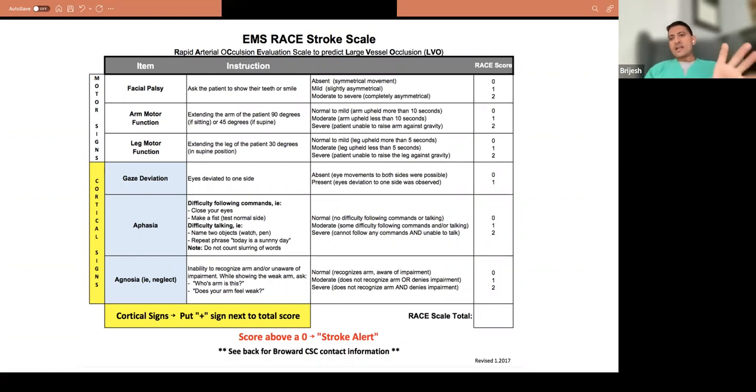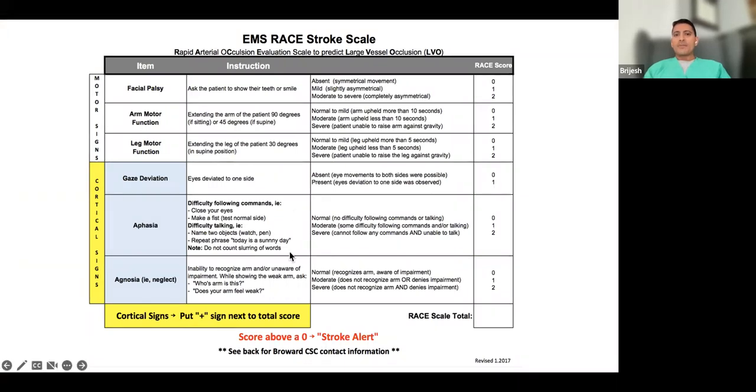And how is aphasia different from dysarthria? So dysarthria is slurring of the speech, whereas aphasia is actually inability to get words out, okay, or understand what others are saying.